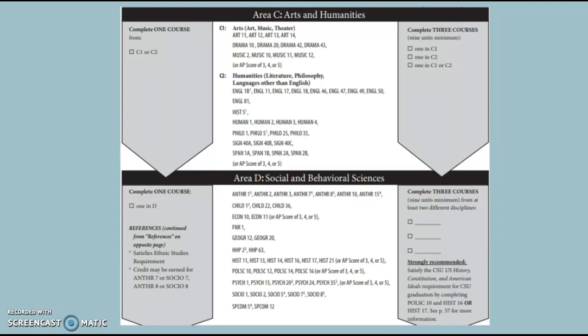As I mentioned, between the CSUs and UCs there are subtle differences. For instance, in Area D, the CSUs have a requirement called the U.S. Constitution and American Ideals requirement. To complete this, you will need to take our Poli-Sci 10 course and also our History 16 or 17 course. Of course, these fall in our Area D here. We recommend that 2 of your 3 courses are Poli-Sci 10 and then either History 16 or 17, so that you can double dip and meet both the Gen Ed requirement as well as the CSU graduation requirement. Those are just some things you'll want to consider when picking your courses.